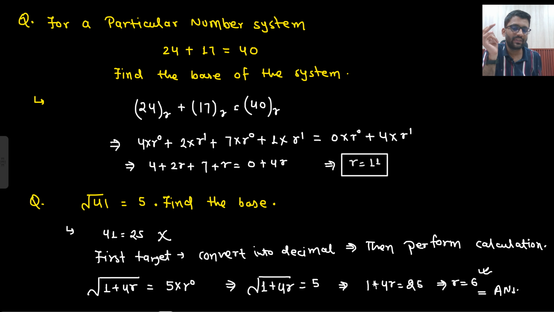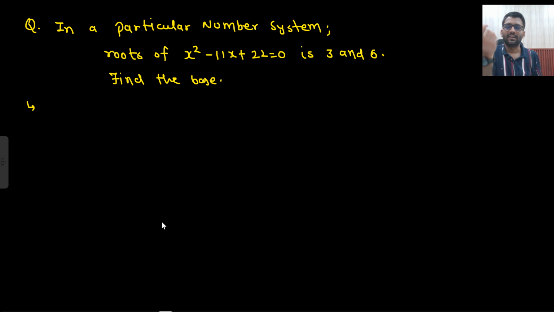Now some people will say that sir, here plus minus would come. If we take the under root here, no plus minus would come. I am taking the square, not the under root. So r would be 6 here. Only one answer is possible, that is 6. Let's see the next one.